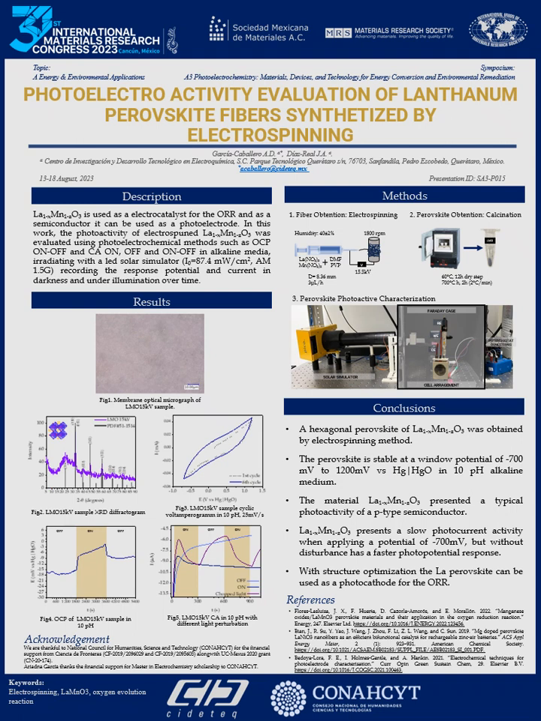So from all of this work, we can conclude that we can obtain a hexagonal perovskite with this electrospinning method, and also that this perovskite is stable over a wide range of potential in alkaline medium. This material also presents a typical photoactivity of a p-type semiconductor, and it presents a slow photocurrent activity when a cathodic potential is applied.